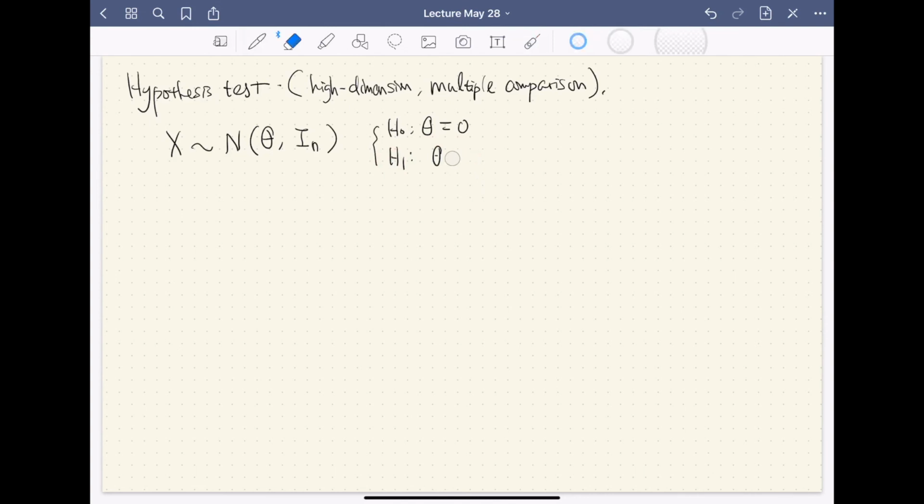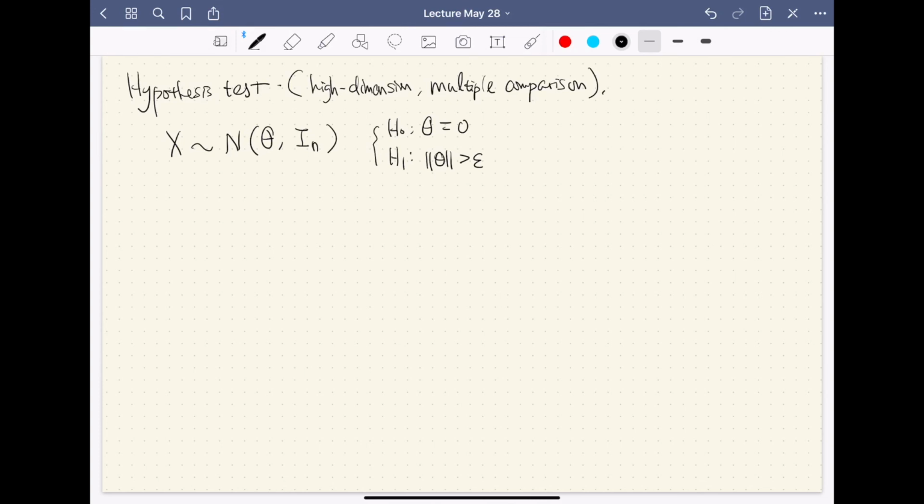Well, the simplest alternative is that it is not 0, and it is going to be away from 0 with a separation given by the L2 loss, or the L2 norm. So it's either the L2 norm is 0 or the L2 norm is at least epsilon under the alternative hypothesis.